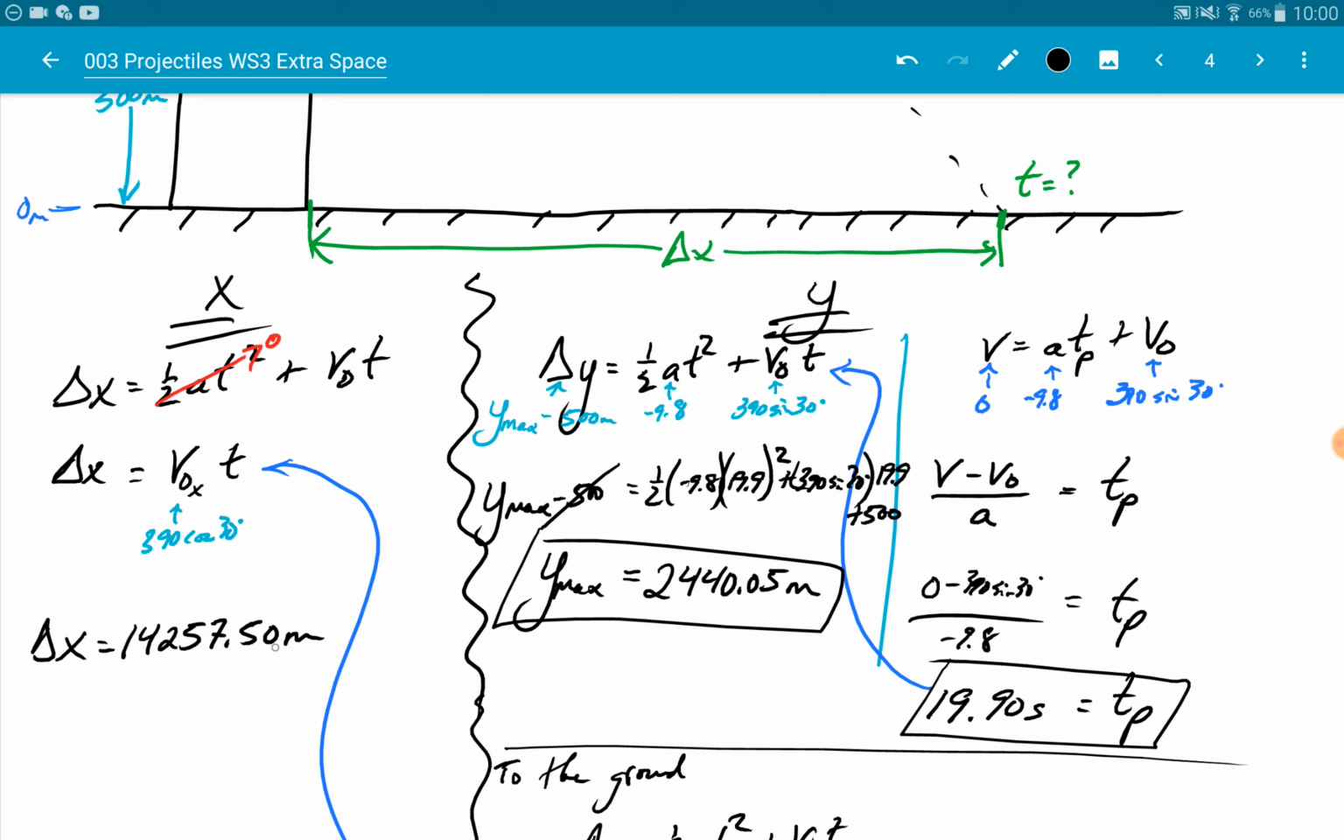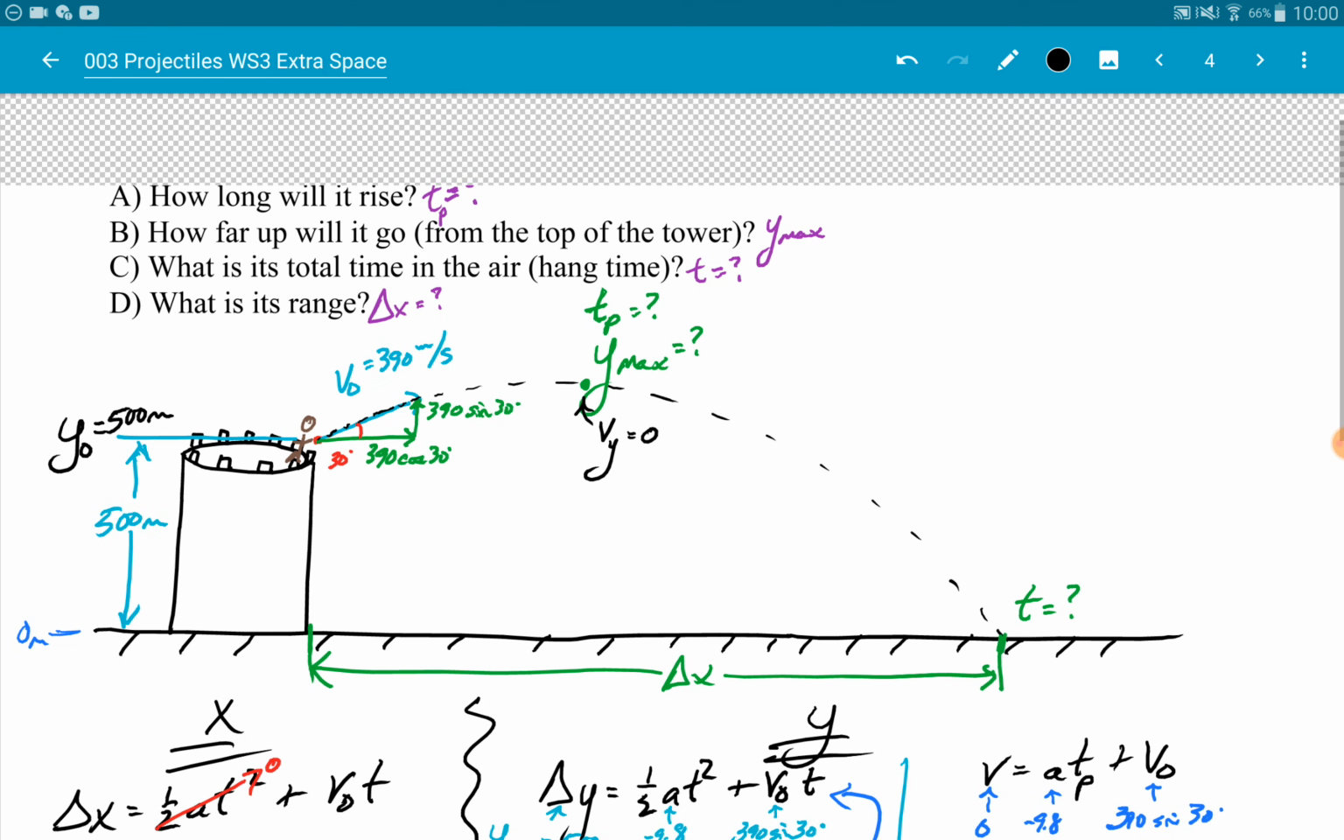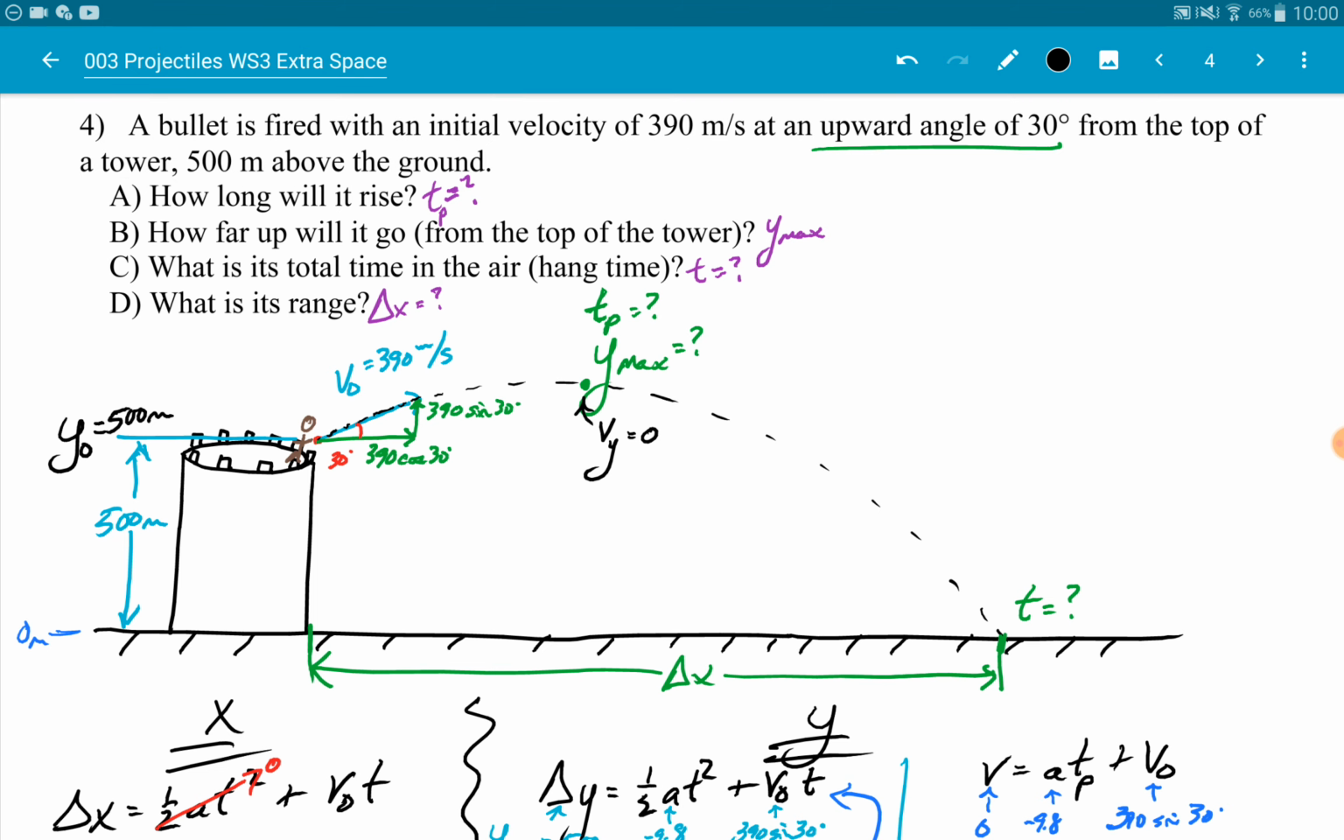14,257.50 meters, if I recall that correctly. Boom. And that's it. We reread the problem, and I'm pretty sure I got everything. We got how long it will rise up, how high it will be, the total hang time, and its range. We got everything. That's it.